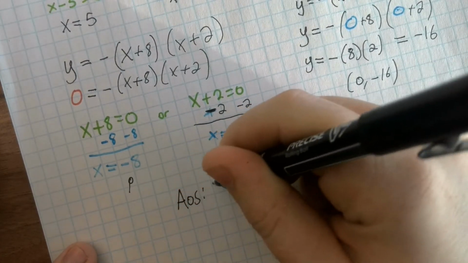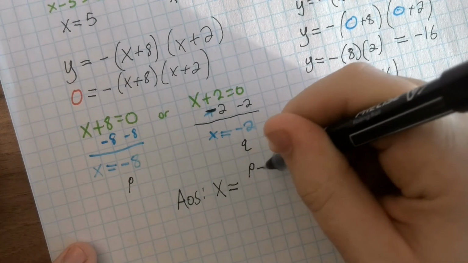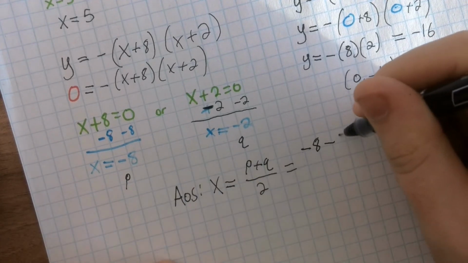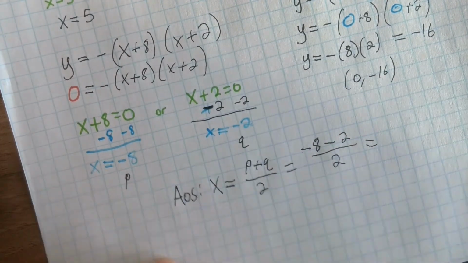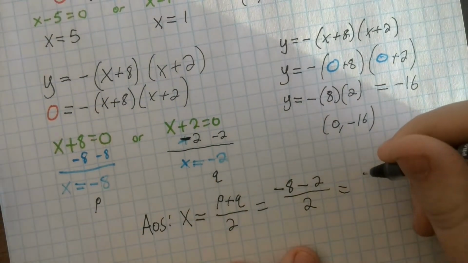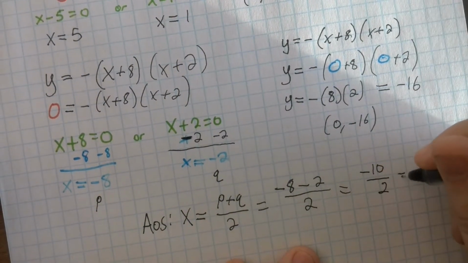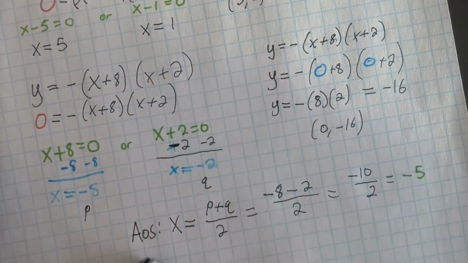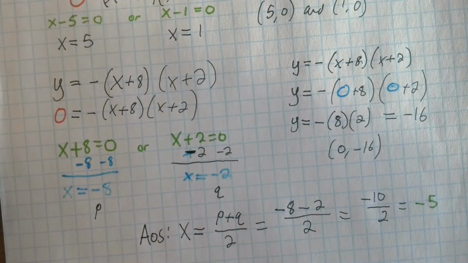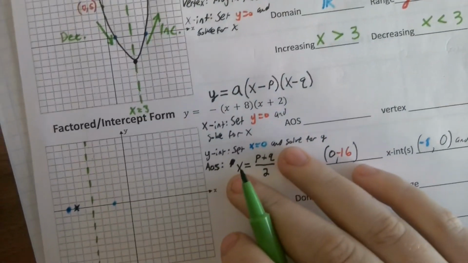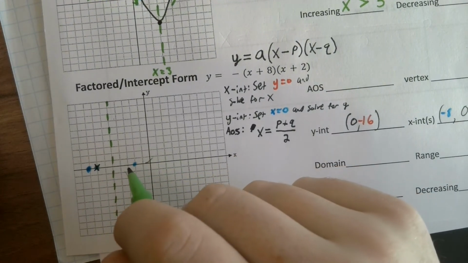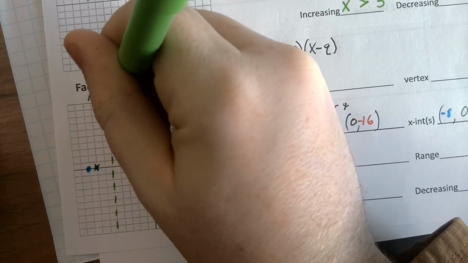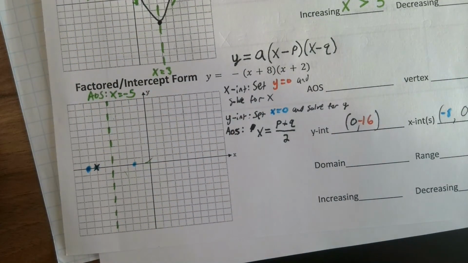So our axis of symmetry is just x equals (p plus q) over 2. Our p was negative 8, our q was negative 2, and we divide by 2. Well, negative 8 minus 2 is negative 10 over 2. And what is negative 10 over 2? It's negative 5. Our axis of symmetry is at x equals negative 5. And does that match up with what we said? 1, 2, 3, 4, 5. It does. Our AOS is at x equals negative 5. Perfect.